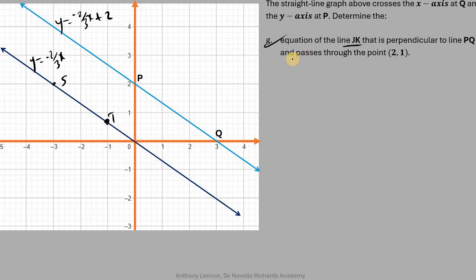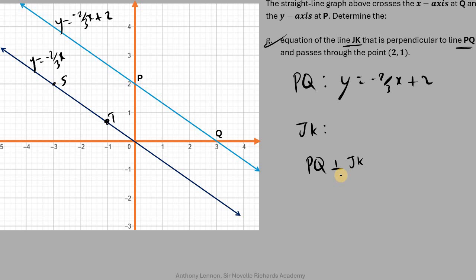All right. The equation of the line JK. We want to determine the equation of the line JK that is perpendicular to the line PQ and passes through the point 2, 1. So we know the line PQ has the equation y equals negative 2/3 x plus 2. And here we have another line JK, and we're told that the line JK is perpendicular to PQ. That means PQ meets JK at a 90 degree angle.